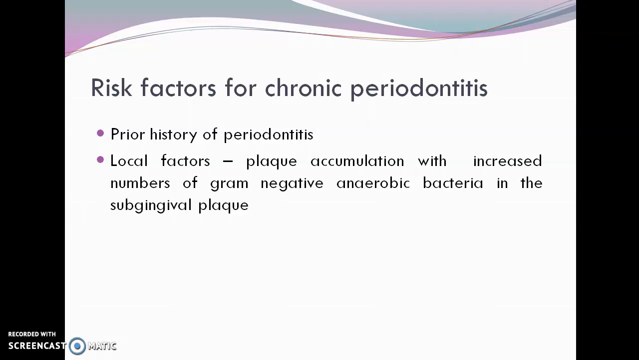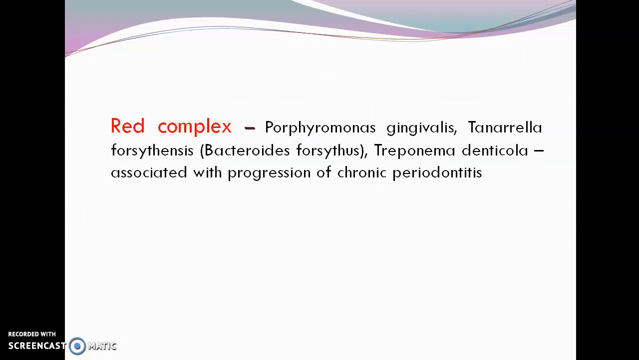Usually in case of gingivitis, there will be gram-positive bacteria, but as it progresses to periodontitis, there will be accumulation of subgingival plaque with more gram-negative microorganisms, which can result in periodontitis. The most commonly seen bacteria in periodontitis are the red complex: Porphyromonas gingivalis, Tannerella forsythia, Treponema denticola.